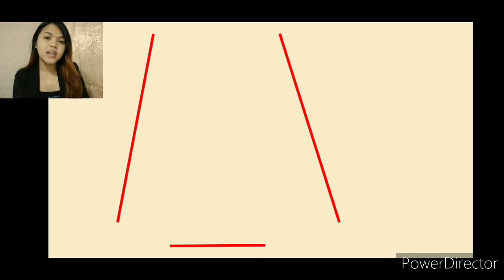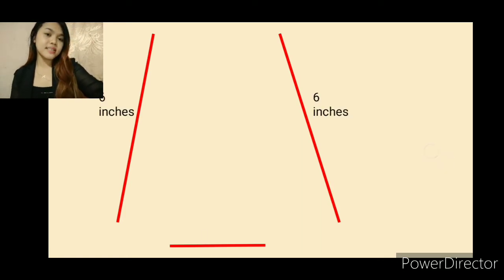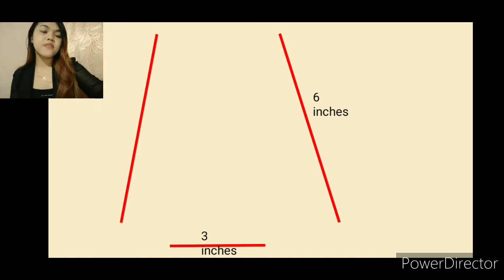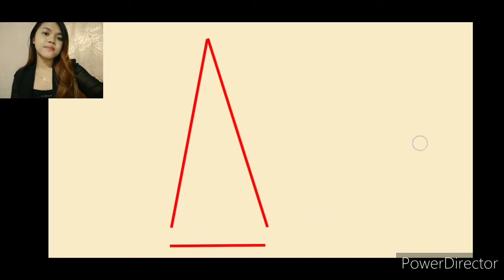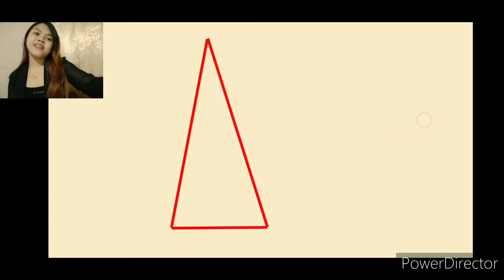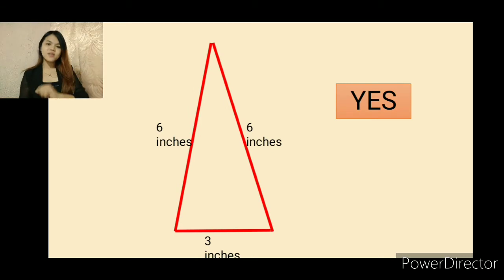So group 1, do your given lengths form a triangle? What's your answer? Okay, let's check if your answer is correct. So you have 6 inches, 6 inches, and 3 inches. So let's see if your answer is correct. Okay, so the answer here is yes. So 6 inches, 6 inches, and 3 inches form a triangle.